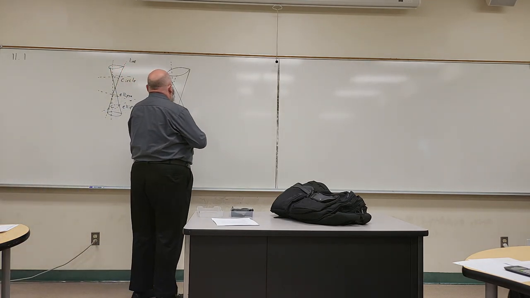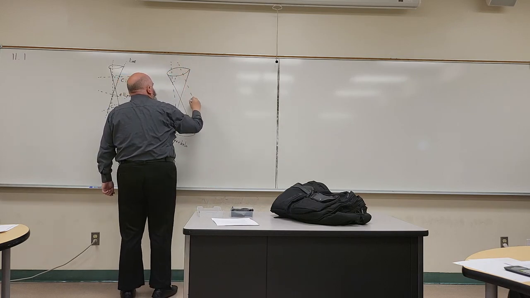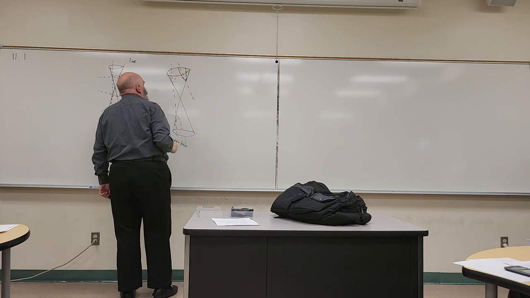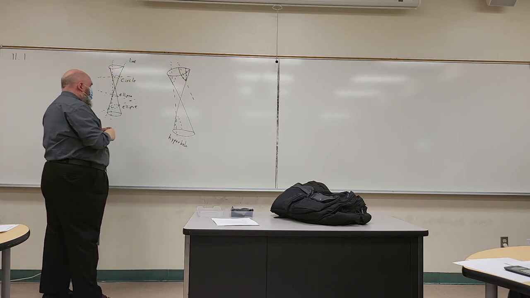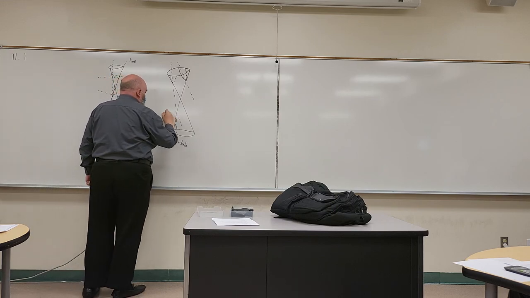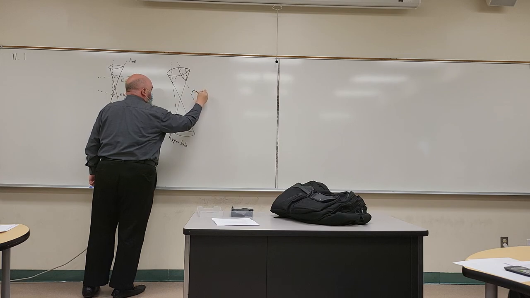Speaking of a parabola, that's also a conic section. Imagine a plane slicing in this orientation. It's going to produce a parabola. So we have circles, ellipses, lines, hyperbolas, and parabolas. Those are all conic sections.